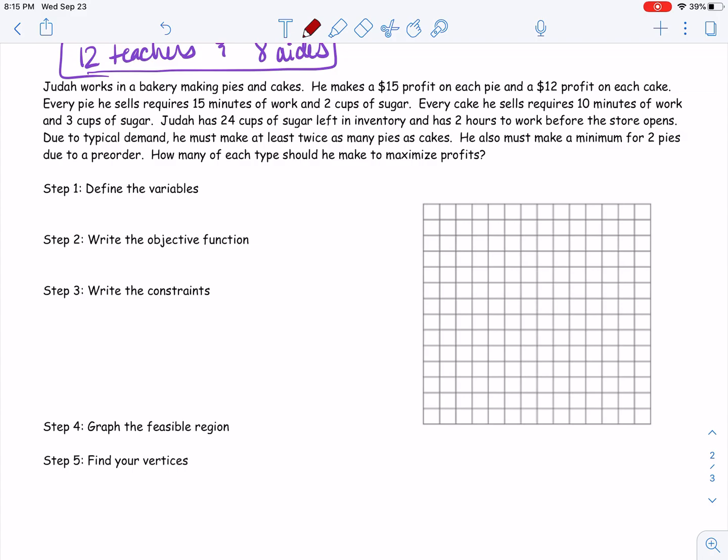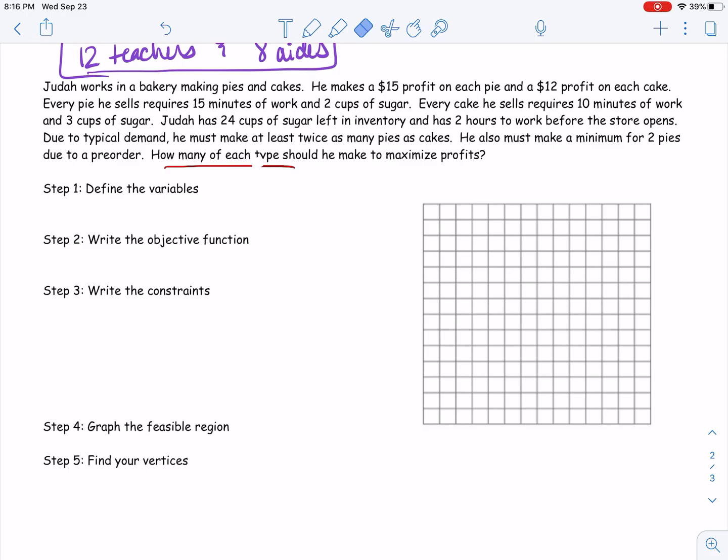Is it going to represent the amount of pies and cakes, the minutes of work for a pie and a cake, the profit of the pie and the cake, the cups of sugar for the pie and the cake? You have to think about these things. Go to the question. The question is asking, how many of each type should he make to maximize profits? How many of each type? There's your giveaway. That means your variables need to represent the number of pies and the number of cakes.